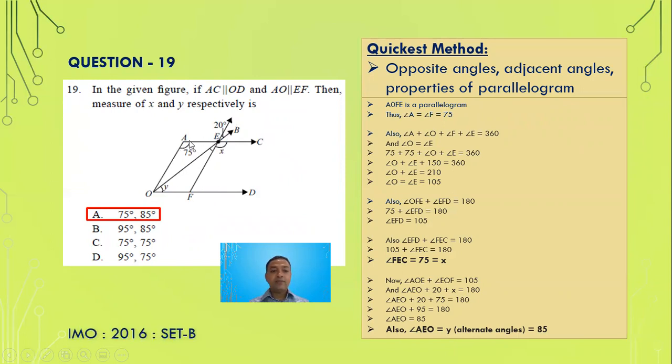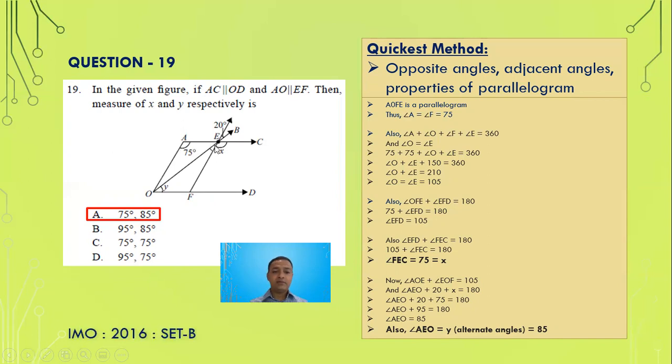In a parallelogram, the opposite angles are the same. So angle A is the same as angle F, both 75 degrees. Again, the sum of all the angles in a parallelogram is 360 degrees. So angle A plus angle O plus angle F plus angle E is 360. And this is 75, this is 75. So 150 plus angle O plus angle E is 360. So angle O and angle E together are 360 minus 150, which is 210. And also angle O is the same as angle E.